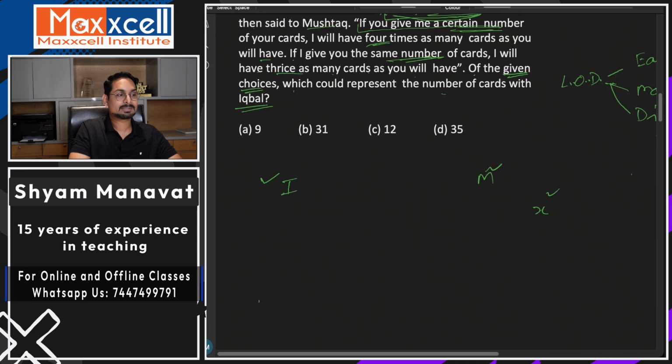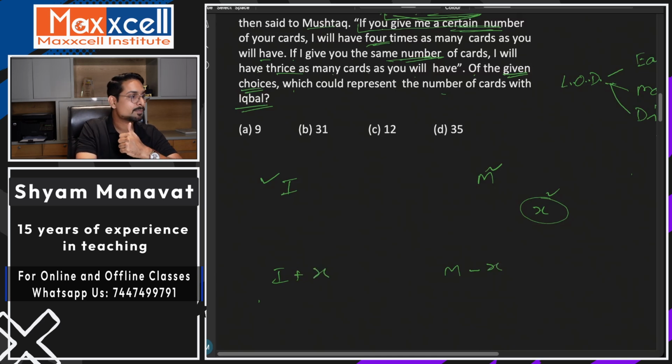What did I assume? Now let's start forming the equation. The statement said if you give me certain cards, that means Iqbal said to Mustaq. So if Mustaq gives some cards to Iqbal, and we assume the number of cards they are exchanging is X, now Mustaq will have M minus X, whereas Iqbal will have I plus X. Are you clear with this?